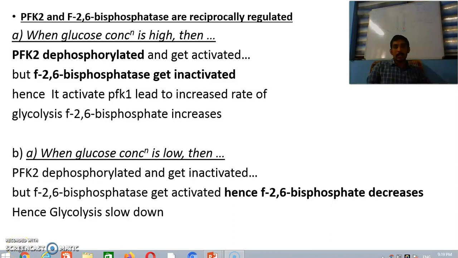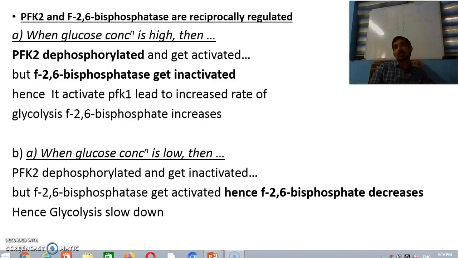So let us study the PFK2, that is phosphofructokinase 2 group, and fructose 2,6-bisphosphatase, which are reciprocally regulated. First of all, you need to study the reaction catalyzed by both these enzymes. PFK2 converts fructose 6-phosphate to fructose 2,6-bisphosphate, whereas fructose 2,6-bisphosphatase is an enzyme which breaks down fructose 2,6-bisphosphate. So, let us study what happened here.